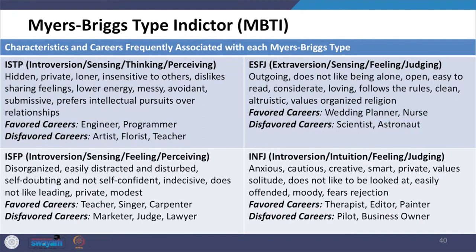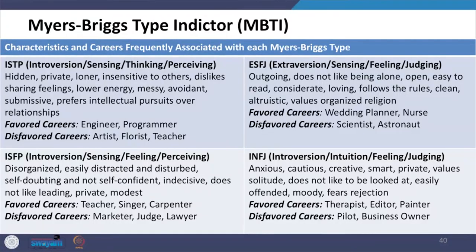While this other one is introversion, intuition, feeling, and judging. Again this is introvert, but here you will find that it is sensing and here it is intuition. Naturally, on the basis of the personality typology you have, certain jobs or professions will be more suitable. This is one hint. Another very important output, or practical implication of this finding, is the assignment of responsibilities.